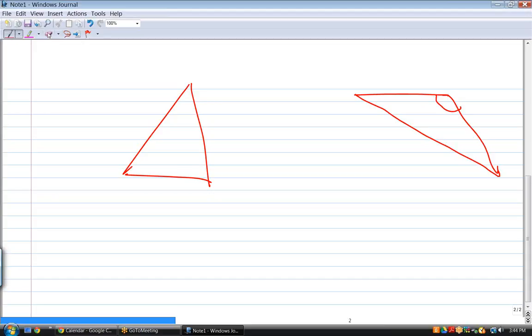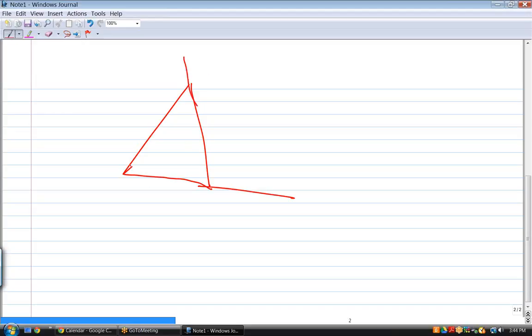All right, a couple of things we've talked about. What are the sum of angles 1, 2, and 3? 180. What are the sum of the exterior angles? 360. Yeah. And that's no matter whether it's a triangle or a rectangle or a polygon. The sum of the exterior angles is always 360.